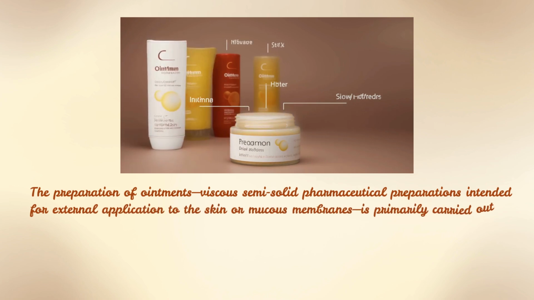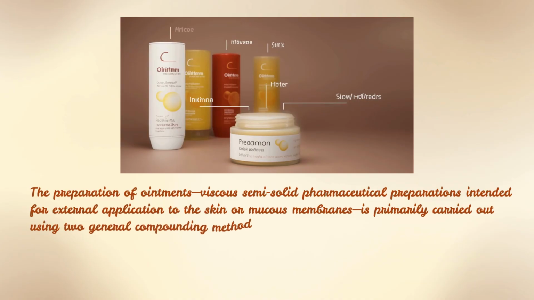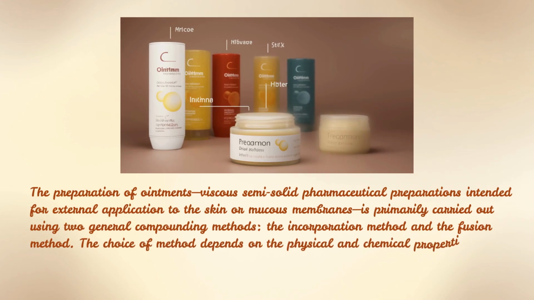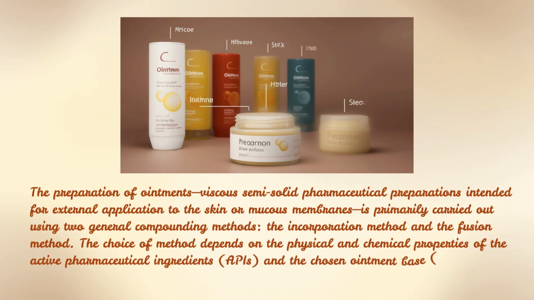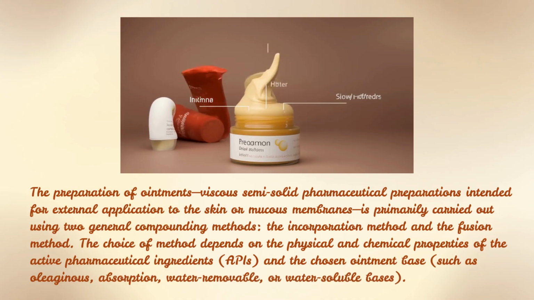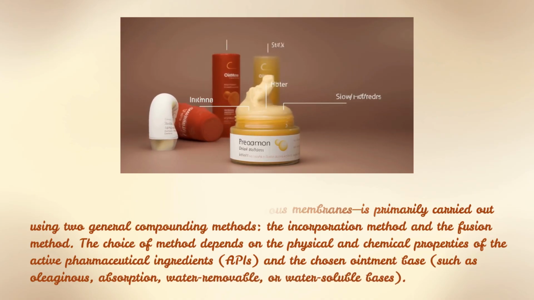Next is combining the phases. For emulsion type ointments, the oil phase and aqueous phase are heated separately at the same temperature, usually between 70 to 75 degrees Celsius. The aqueous phase is then slowly added to the oily phase with continuous stirring to ensure proper mixing of the emulsion formulation.